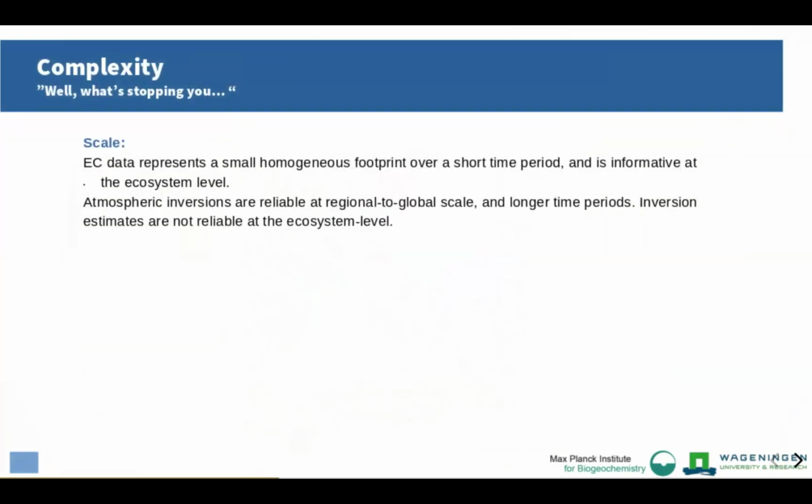And so it seems like a good idea. People have been suggesting it. Why hasn't this already been done? One of the major issues is there's quite some complexity connecting the dots between these data. First, obviously, is the scale. You have EC observations representing this small homogeneous footprint, relatively speaking, point data, informative just at that local level.